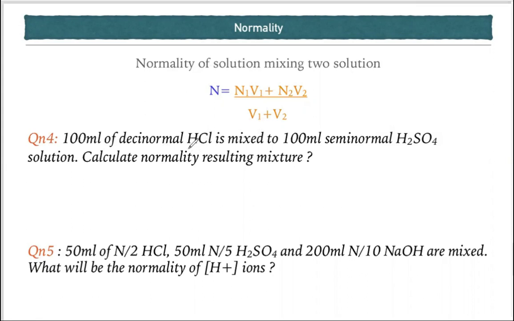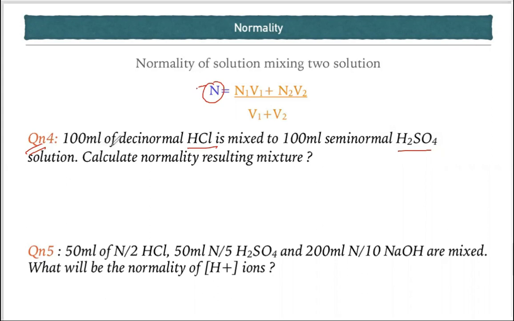Whenever two solutions, HCl and H2SO4, are mixed, the normality of the final solution can be calculated as N1V1 plus N2V2 divided by V1 plus V2, just like we saw in the molarity problem. This normality is the final normality after mixing HCl and H2SO4. Whenever a third term is asked about, you just add the third term, that is plus N3V3, divided by V1 plus V2 plus V3. Okay. So based on this, we are going to solve these numericals.